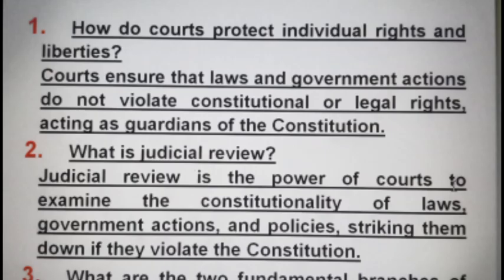How do courts protect individual rights and liberties? Courts ensure their laws and government actions do not violate constitutional or legal rights, acting as guardians of the Constitution. What is judicial review? Judicial review is the power of courts to examine the constitutionality of laws, governmental actions, and policies, striking them down if they violate the Constitution.